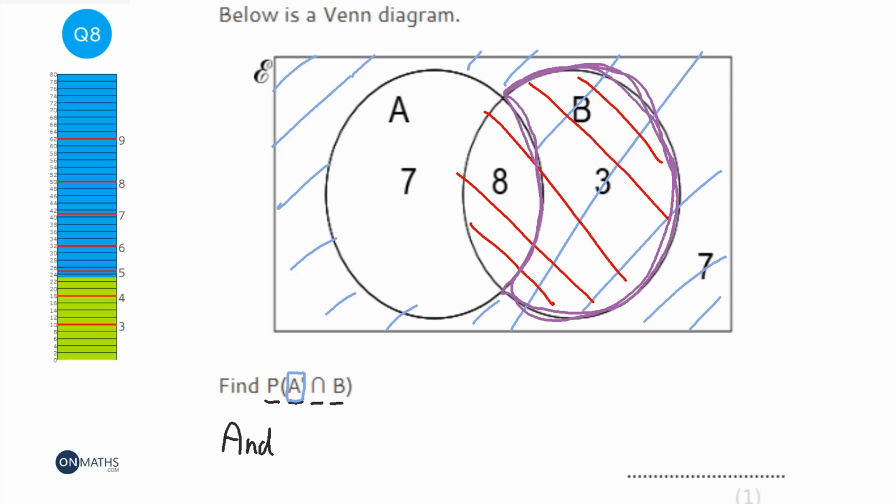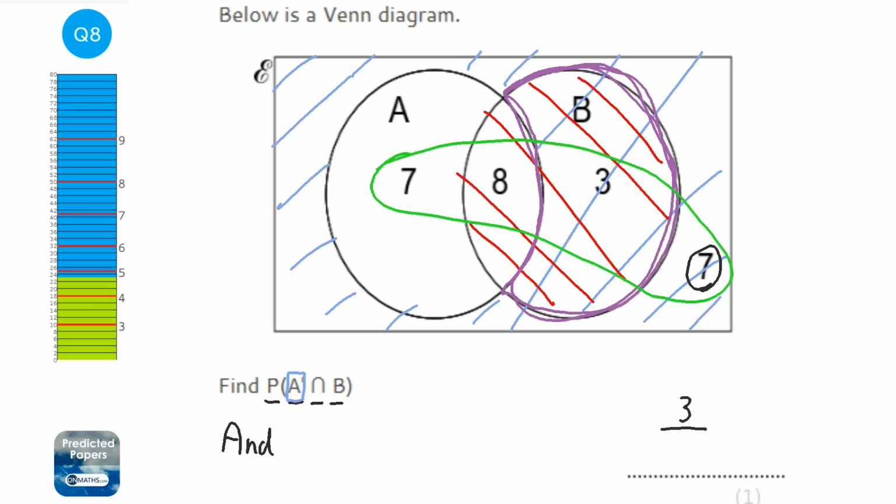So the 7 and 8 are both in A, and we can't have it in A, and the 7 over here is not in B, so those aren't counted. So the only number that is counted is the 3, so it's going to be 3 over, and we always put it over the total amount of numbers. So if I just show you, it has to be over all of the numbers added together. So 7 plus 3 is 10, 7 plus 8 is 15, so that's going to be 25. So it's going to be 3 over 25.